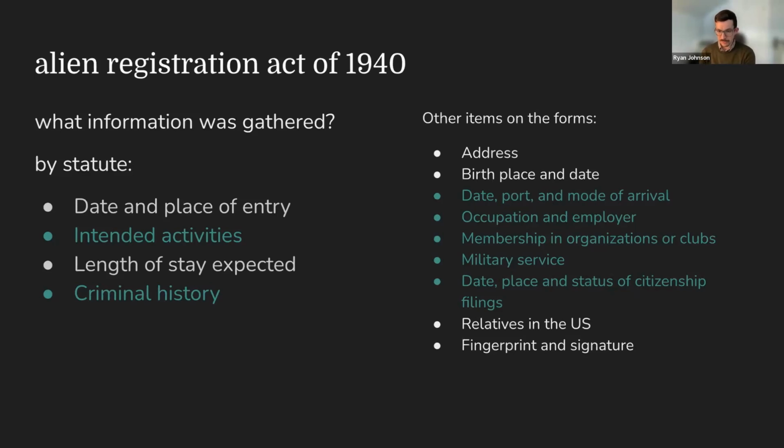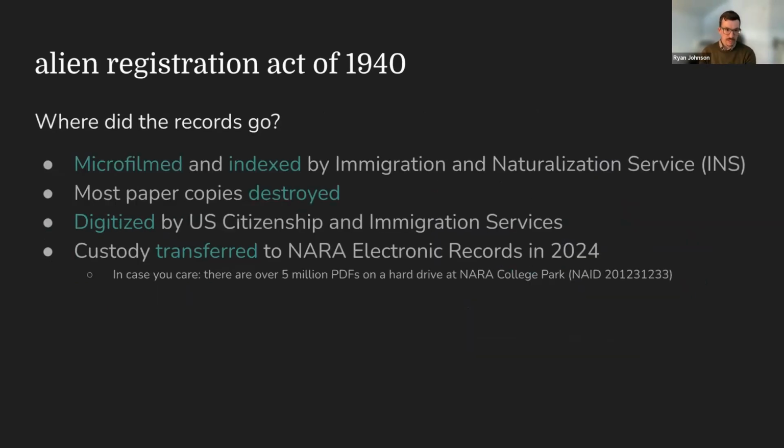The ones in white are certainly important too. They help you correlate the person you find on an alien registration with the individual that you're looking for. So where did these records go? Well, they sat in INS offices for a long time before they were microfilmed to manage space, and an index was created. All those paper copies, most of them were destroyed, and the microfilm is the only thing left.